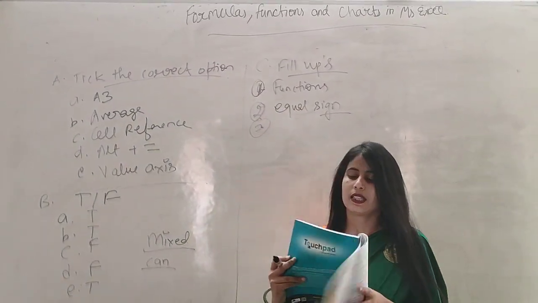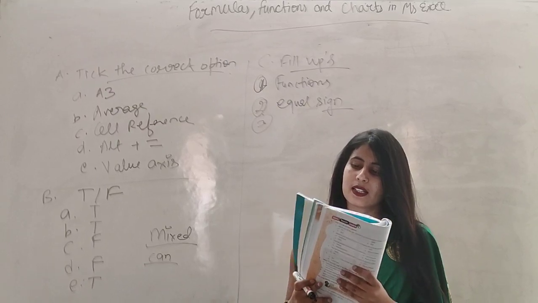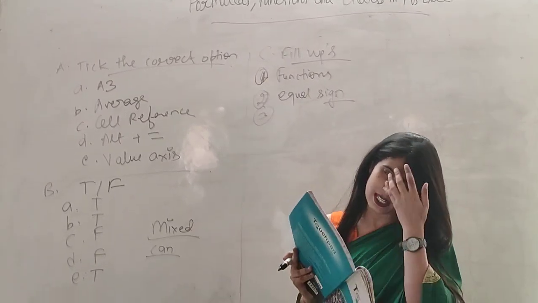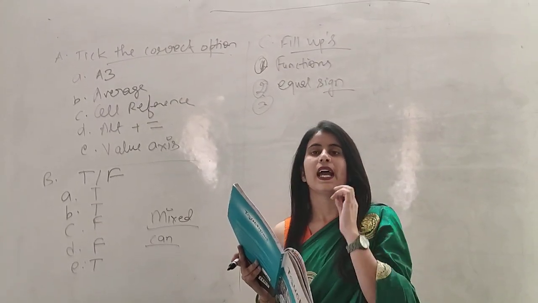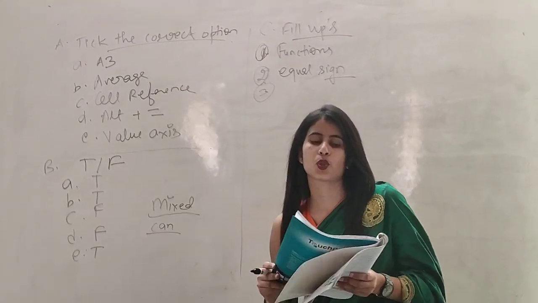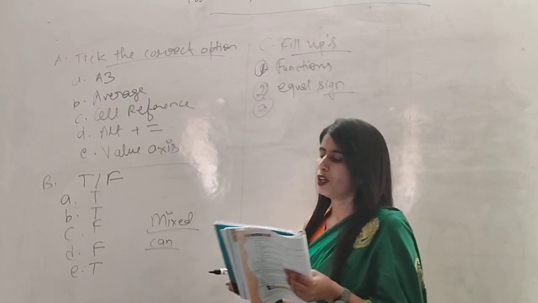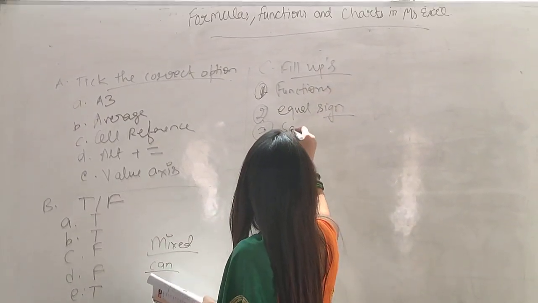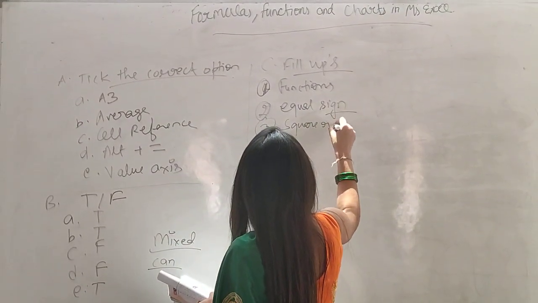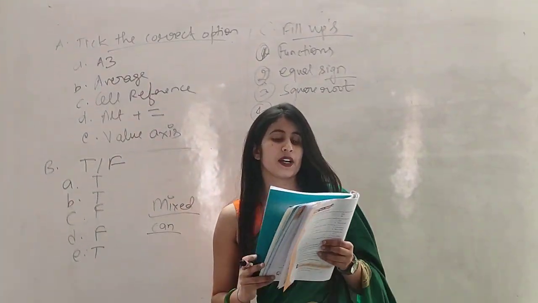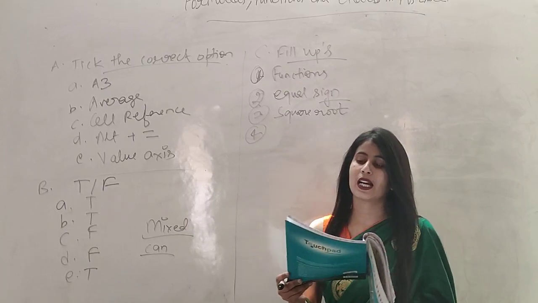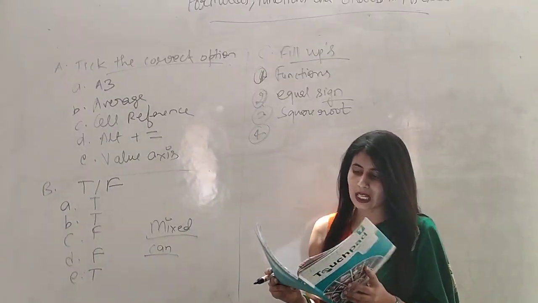Next one is, the SQRT function returns the blank of the given number. SQRT full form is square root. This is a function and its use is to find the square root of the given number. So in the third, the answer will be square root. Next one is, this chart usually displays the data in the form of vertical bars.